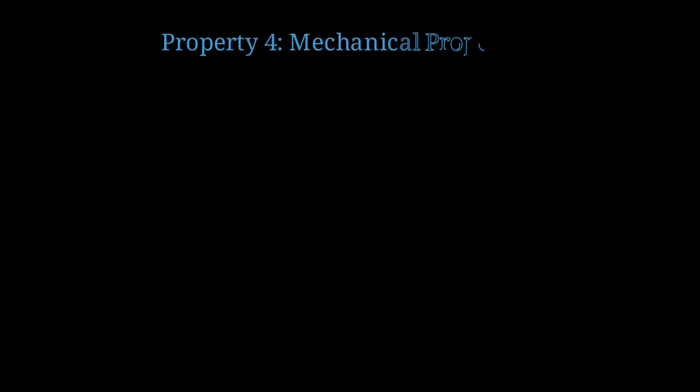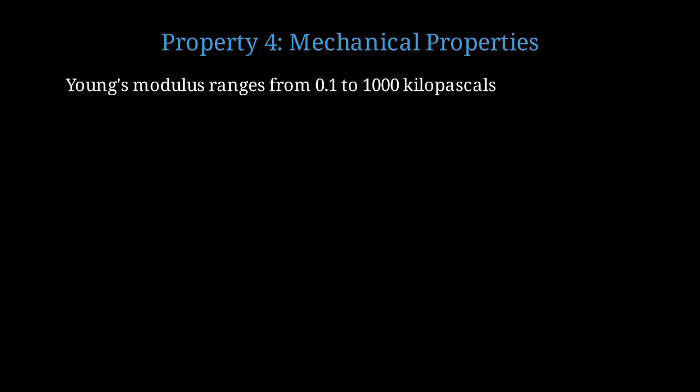The fourth property we must consider is the mechanical characteristics of these materials. Hydrogel microparticles exhibit a wide range of mechanical properties. Young's modulus can vary from 0.1 to 1,000 kilopascals, depending on cross-link density and polymer concentration. This tunability is crucial because we can match the mechanical properties of specific tissues. For example, brain tissue is very soft at around 1 kilopascal, while cartilage is stiffer at several hundred kilopascals.